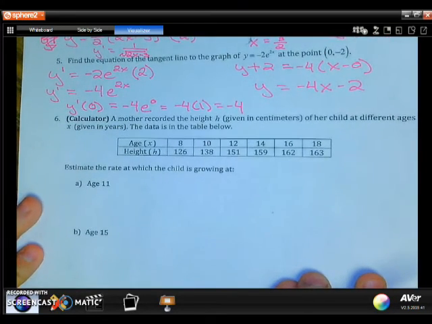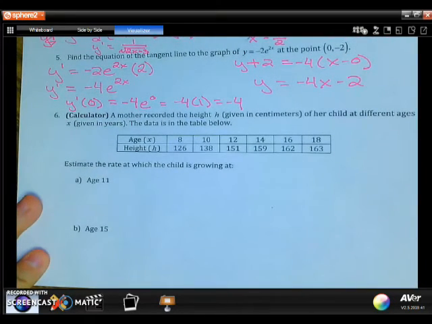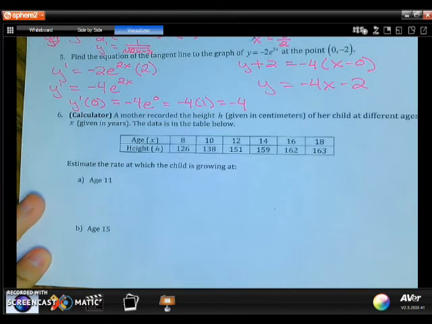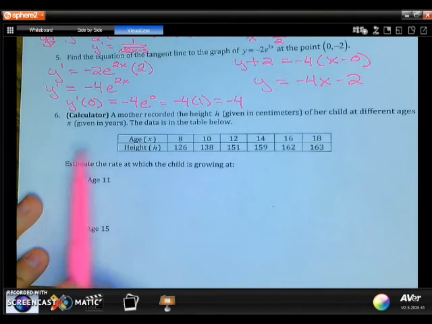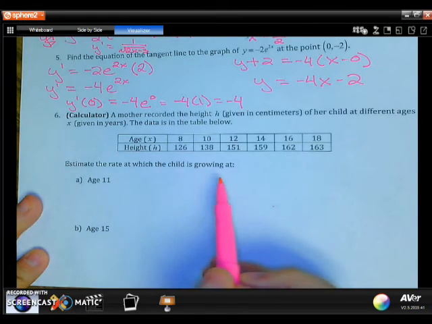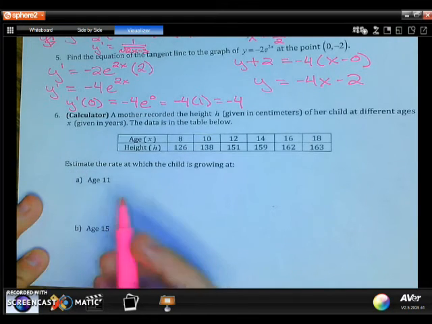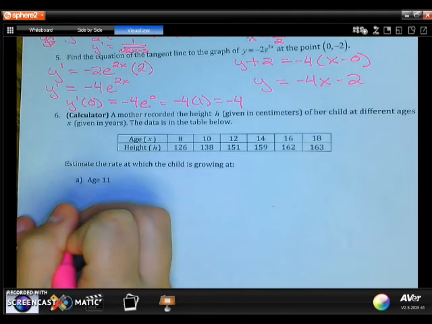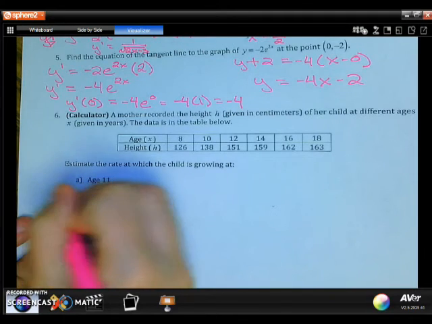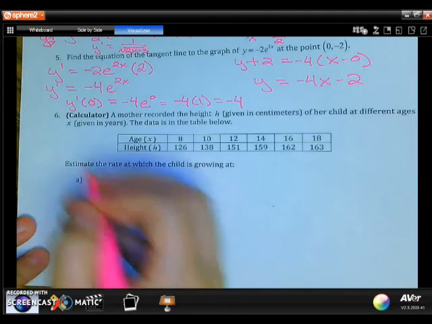The next one, okay, remember that the secant line is an approximation to the derivative, and the secant line has 2 points. If there are 2 points, you can calculate the slope, just like you did back in the day. So let's see. Estimate the rate at which the child is growing. So estimate tells me I'm going to be able to use the squiggly instead of the equal sign. So I'm really trying to figure out the derivative at 11.